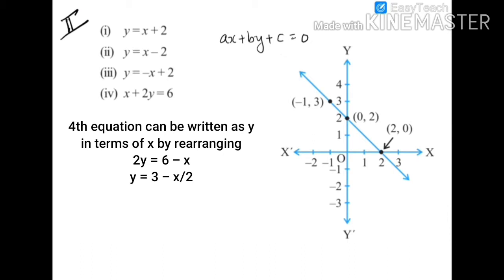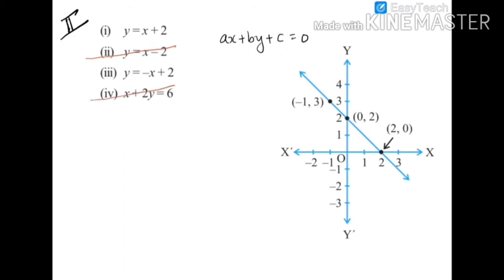The third equation, y equal to minus x plus 2, can also represent this line as the constant term is plus 2. And definitely the fourth one is not the correct answer because the constant term is not plus 2. So we can eliminate the second and the fourth equations. Now we have to check only for these two equations.